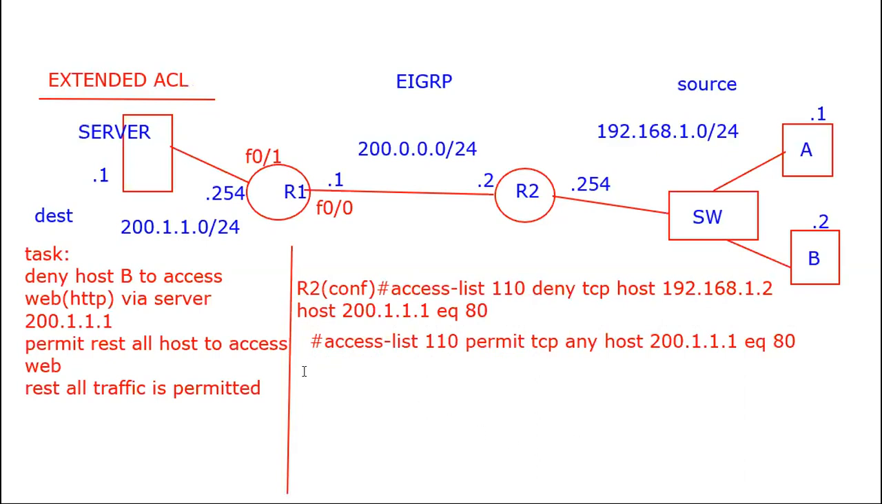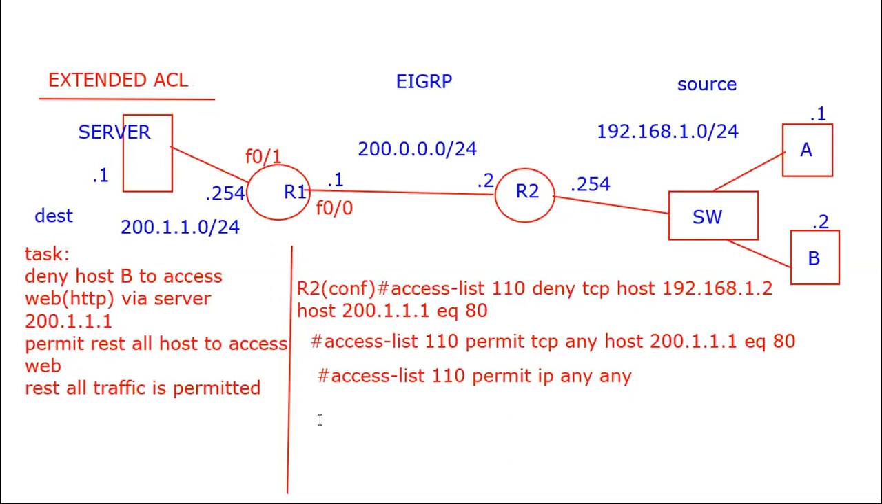This is how the router will identify the type of service. Then the third statement will be to permit rest all traffic. So to permit rest all traffic, the command will be access list 110 permit. For rest all type of traffic, it can be a mixture of TCP, UDP, ICMP, all traffic, so we use the term IP. IP, any. For any source to any destination, everything else is permitted. So these are the three statements.